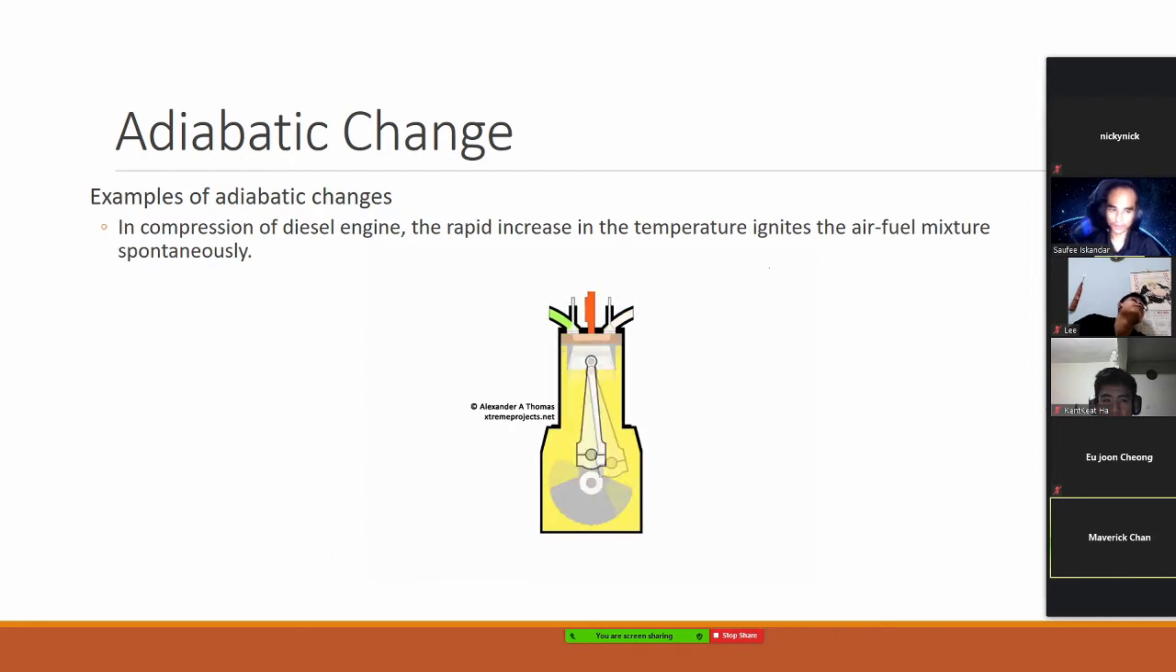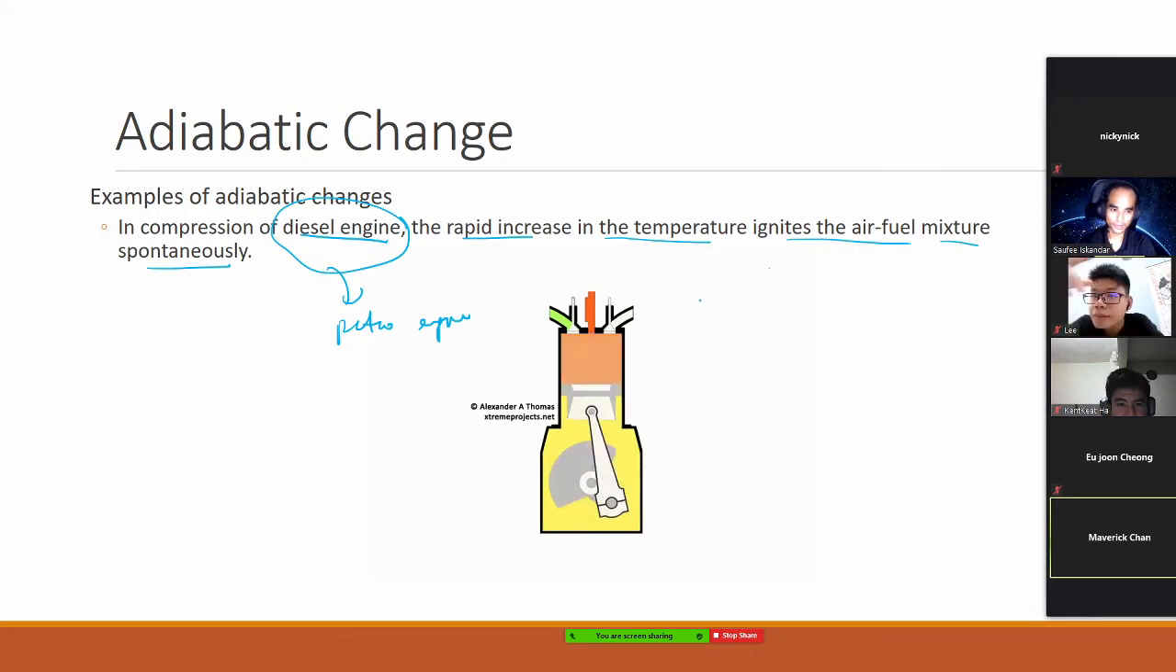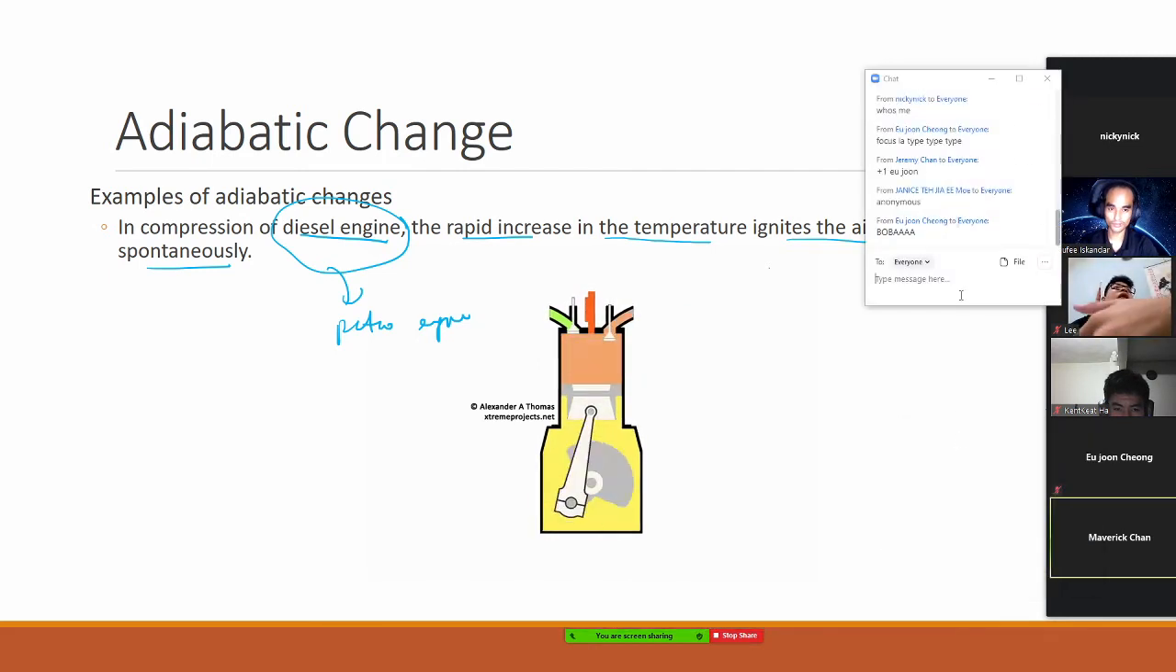So an example of adiabatic change is the diesel engine. The rapid increase in temperature ignites the air-fuel mixture spontaneously. So what's the difference between a diesel engine and a petrol engine? Who knows? The difference between them. You can see on the animation there. The big difference between diesel and petrol engine. What's the difference?